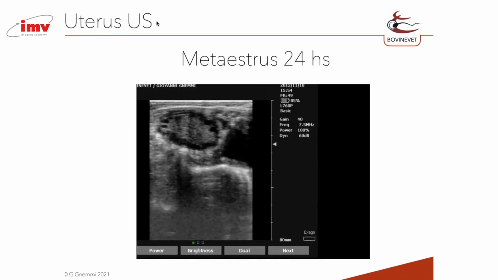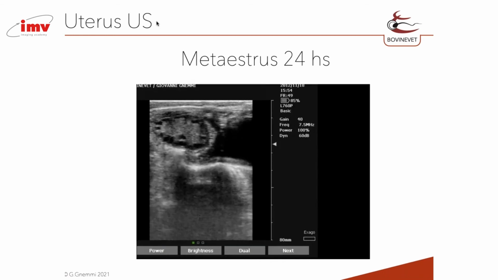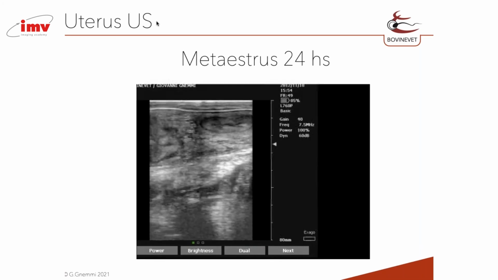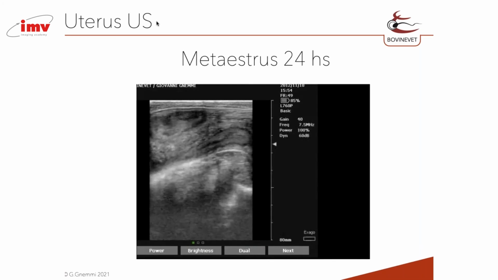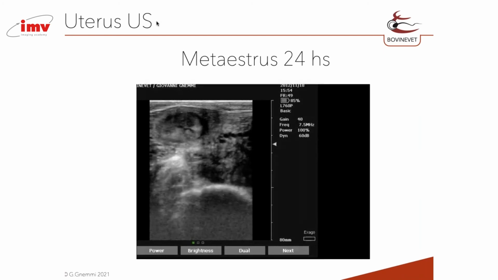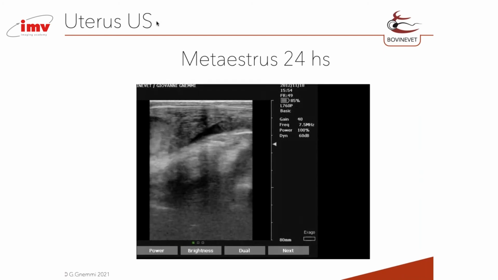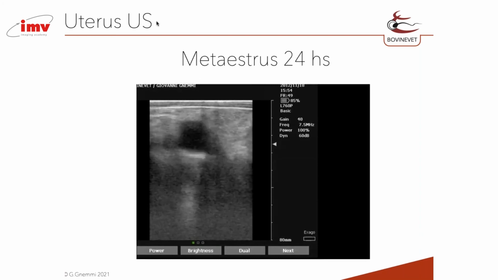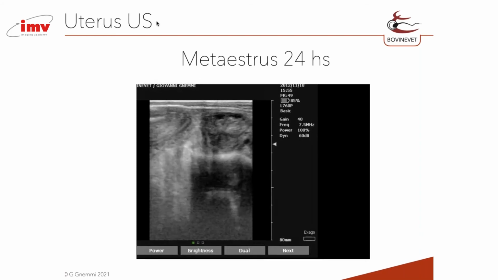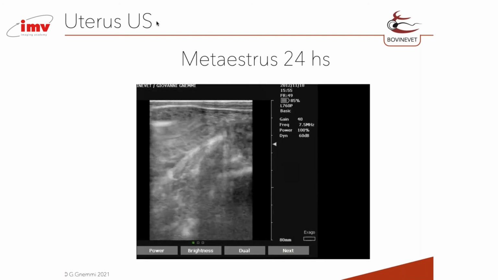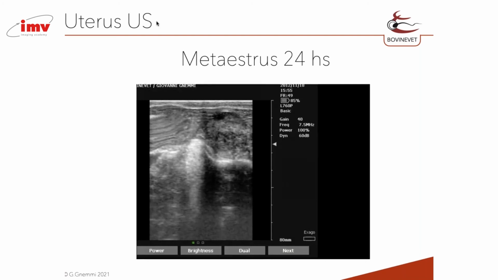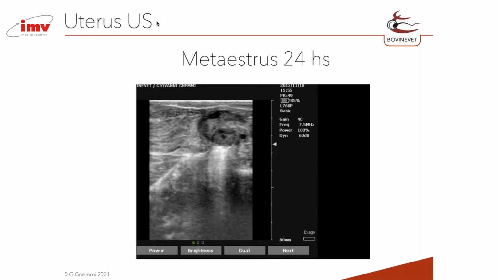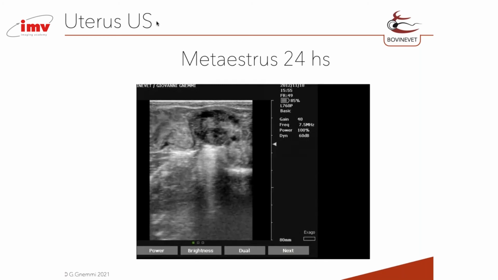As you can see in these pictures and these movies, the follicles during metaestrus are very small. So normally the first follicular wave has just started. We have a recruitment of follicles around 3 millimeters. And normally during the first day after the ovulation, we have follicles between 3 and 4 millimeters. And in these pictures of the left ovary, you can see also the hemorrhagic body.